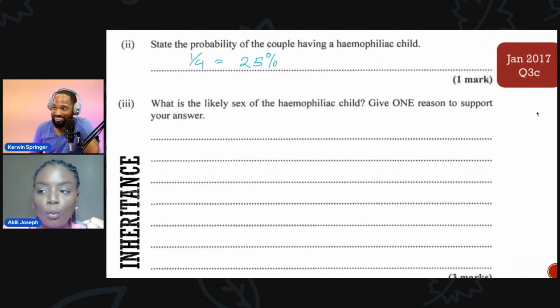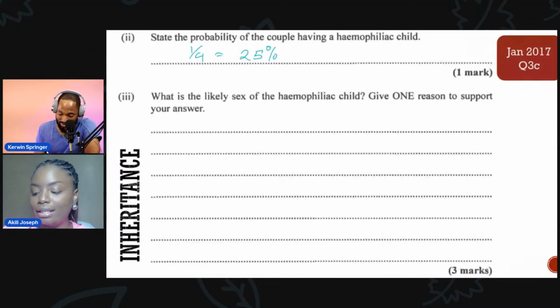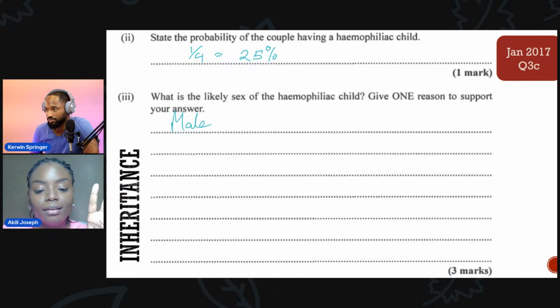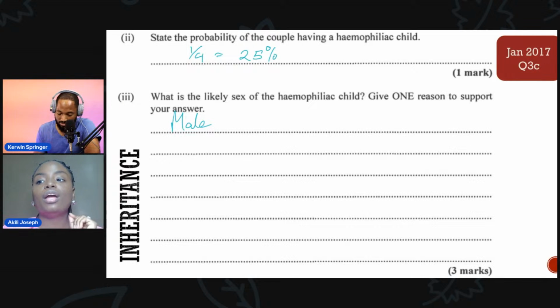Okay, so first, your 1 mark is for the sex of the hemophiliac child. That's easy. Male. It's going to be male. One reason to support your answer is that the mother is the one that is the carrier for this hemophiliac allele, right? So it's only the mother that is going to be able to pass on that allele to her son for him to have the condition.